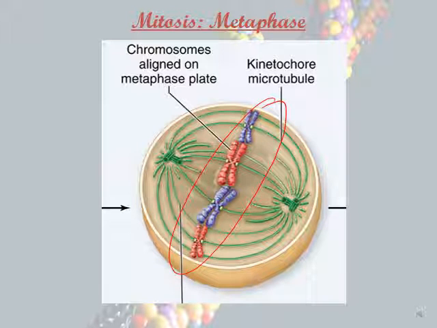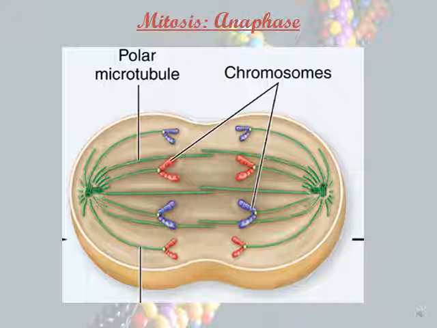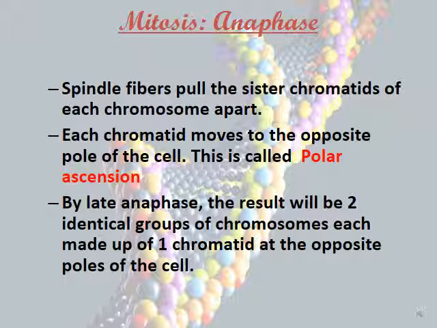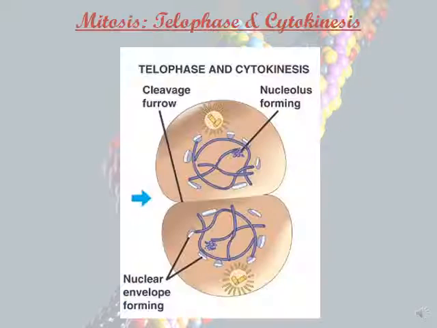Here, metaphase is known for the equatorial plate. The chromosomes line up at the middle of the cell, forming what's known as an equatorial plate. During anaphase, the spindle fibers pull the sister chromatids of each chromosome apart. Each chromatid will move to the opposite pole of the cell. This is special about anaphase, and is called polar ascension. At the end there will be two groups, each made up of one chromatid.